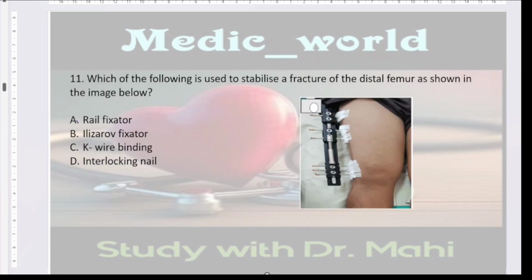Now the next question is, which of the following is used to stabilize a fracture of distal femur as shown in the image below? We can see in the image, this image is showing the rail fixator. So the answer to this question is option A, that is a rail fixator.